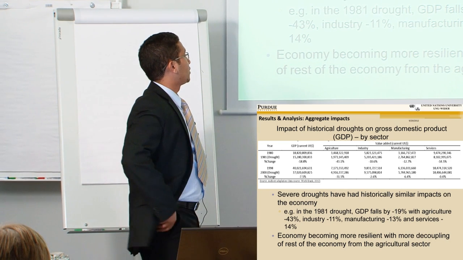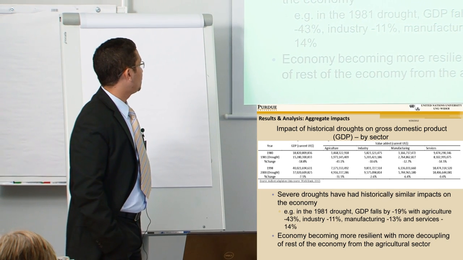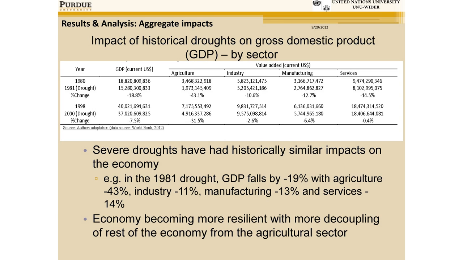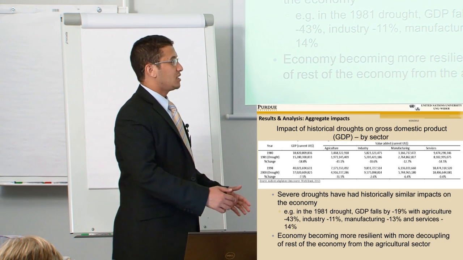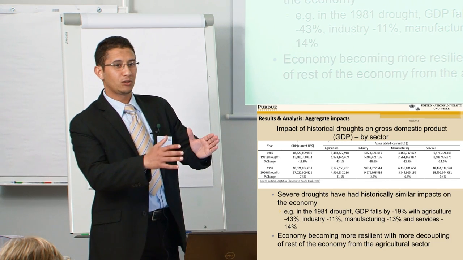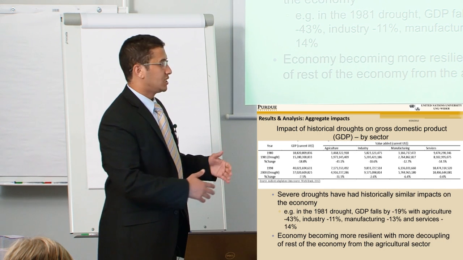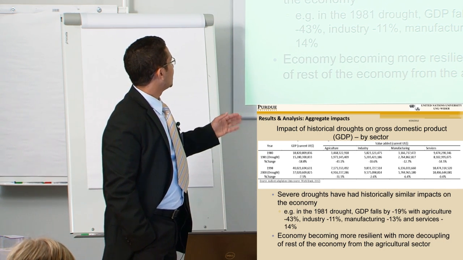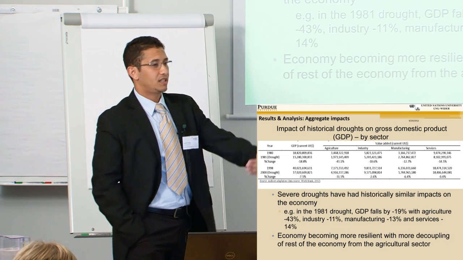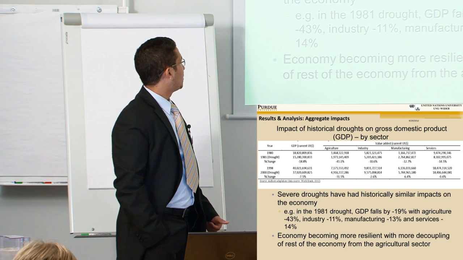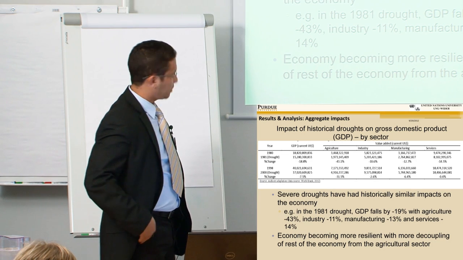When we compare these results to historical data, we have seen in the past that severe climate shocks can have similar impacts on the country. It's not something that's new for Morocco. It has been reported that during severe droughts, for example in the 81 drought, we saw a substantial decrease in GDP. But in general, as the economy moves more and decouples more from agriculture, there is more resilience built in to these kinds of shocks. But it clearly shows that the more severe the climate shock is, the more negative the impact is on the economy as a whole, as expected.